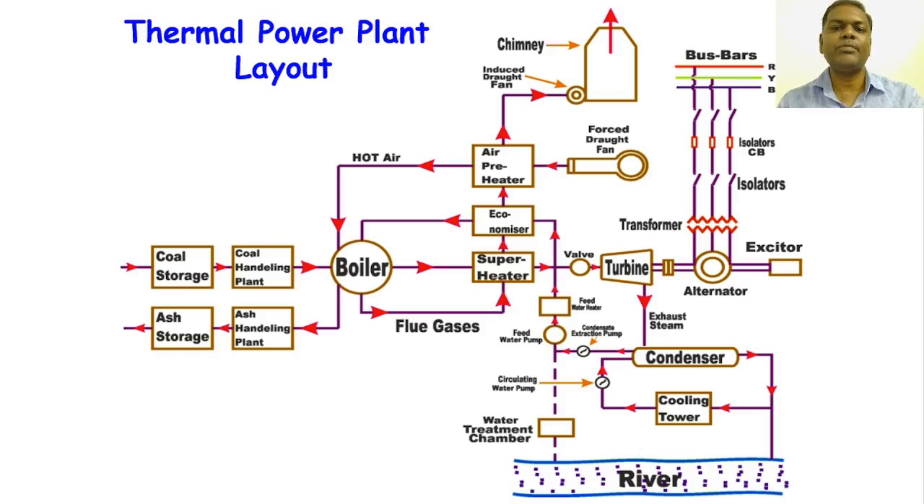After that, after the air preheater we have the induced draft fan. That fan absorbs the waste air, which is released into the chimney. These are the processes of the thermal power plant.